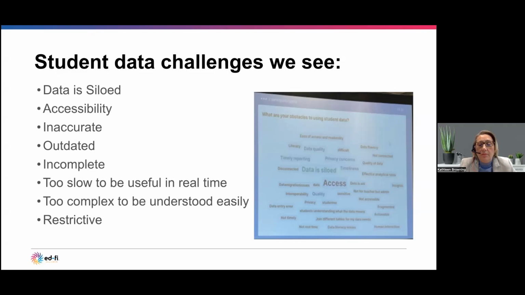Among the many common answers we see: our data is siloed in third-party vendors. Because it's siloed, we have problems accessing the data. Once the data is in their own ecosystem, it tends to be inaccurate, outdated, and incomplete. It's very slow to get data in real time. It's too complex to understand, and it's restrictive. And I wonder if you had some of those same responses to the question yourself.